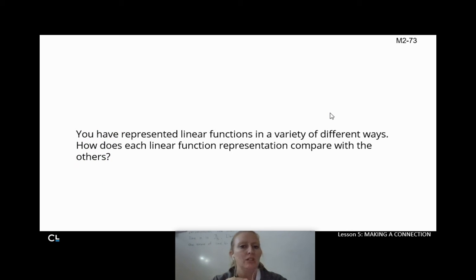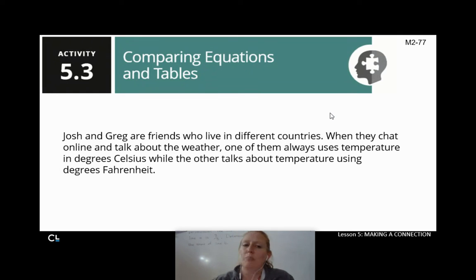We've been representing our linear functions in a variety of ways, and we've been comparing these different representations. We're going to dig a little deeper today. So today we're on page 77. We're going to compare equations and tables a little bit.